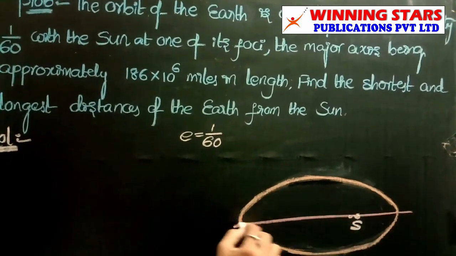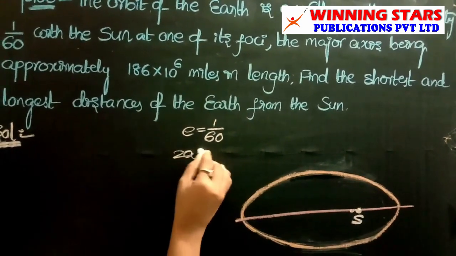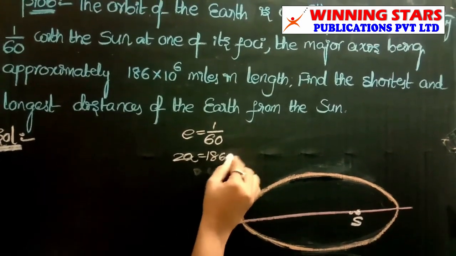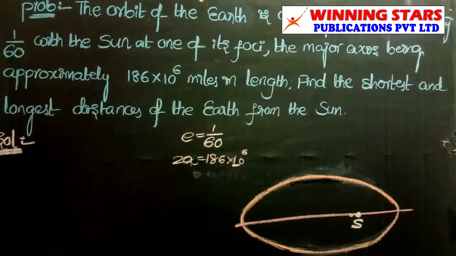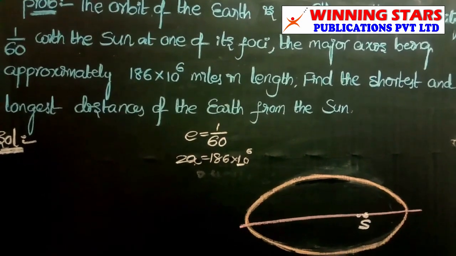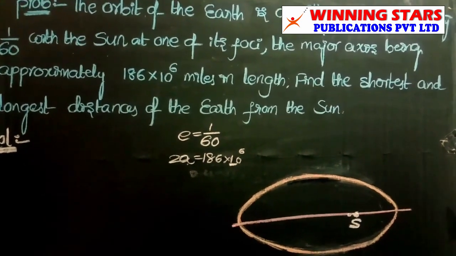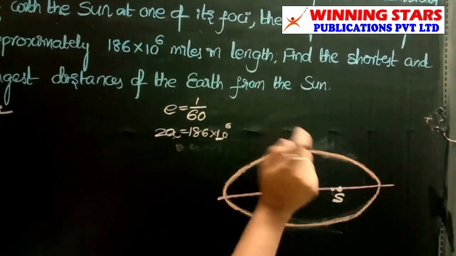The length of the major axis is given, that is, the value of 2a is given. This is 186 into 10 power 6. Length of the major axis being 186 into 10 power 6. Now find the shortest and longest distances of the Earth from the Sun. Earth rotates around the Sun in the orbit.